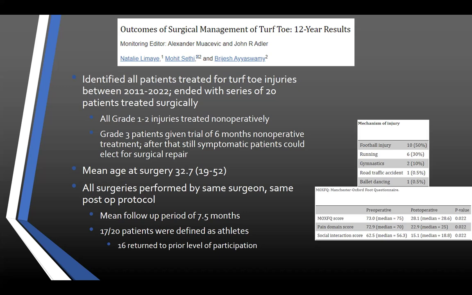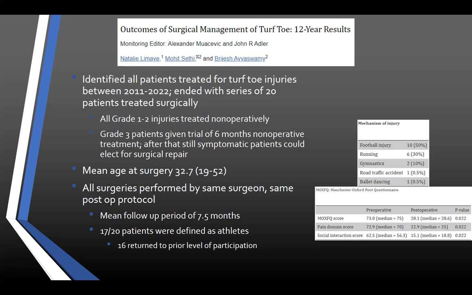So the surgery was performed by the same surgeon. They had the same post-op protocol, and they reported their outcome scores on the MOXFQ score. The higher numbers on the score indicate more significant pain. So the preoperative and postoperative difference of lower scores postoperatively indicates that the patients had significantly less pain, and as a result, they felt they had improved outcomes.